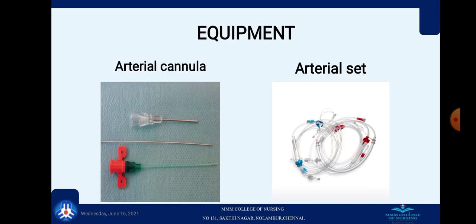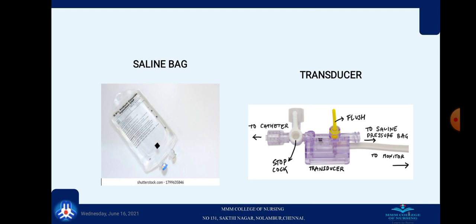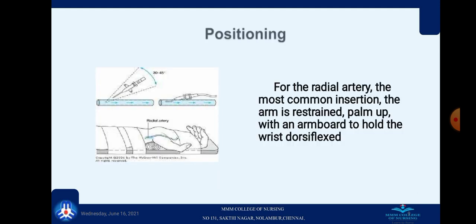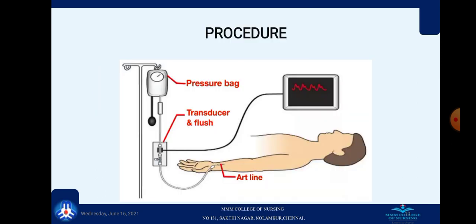Equipment: arterial cannula, arterial set, saline bag and transducer. Positioning: for the radial artery, the most common insertion, the arm is restrained, palm up, with an arm board to hold the wrist dorsiflexed. Procedure: ensure that all pre-procedure steps are taken. Assure that pressure tubing with transducer is connected to the bedside monitor.